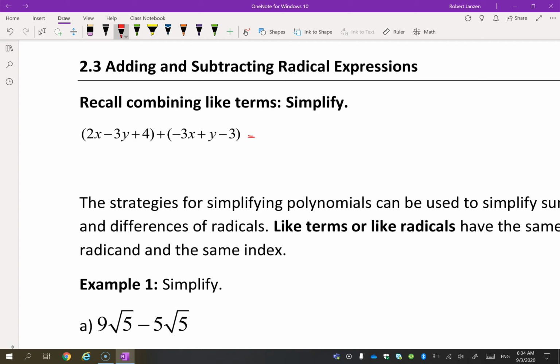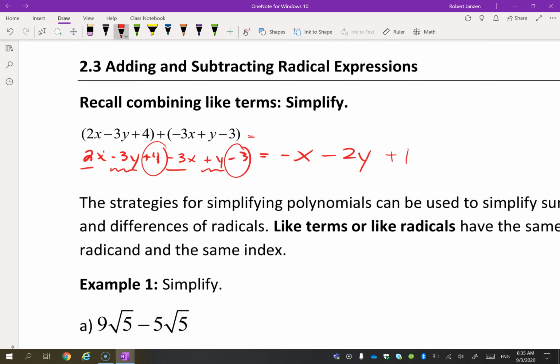My suggestion to you always is whenever you see brackets, rewrite this without the brackets. So if I have plus negative 3x, that's going to become just minus 3x plus y minus 3. So now I look at like terms. I have 2x minus 3x, that's negative x. Negative 3y plus y, that's negative 2y. And 4 take away 3, that's plus 1.